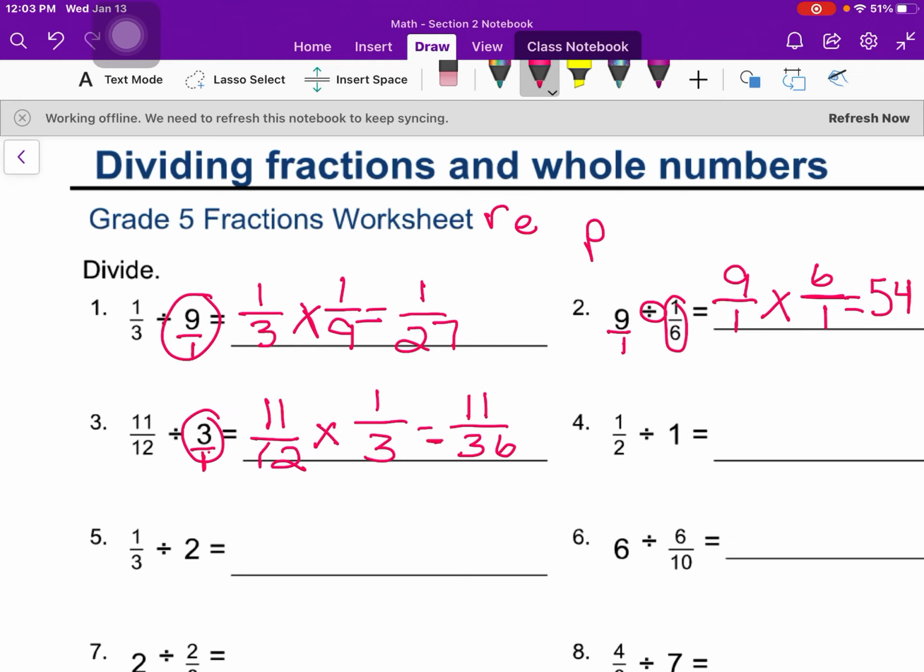Let's try one more together. Keep, change, flip. Keep the first fraction. Change the sign. Flip. Oh my goodness, it's 1. That's the same as 1/1. So if I flip it, it's still 1/1. And I know anything times 1 is just going to be that number. So 1 times 1, 2 times 1, I end up with 1/2.